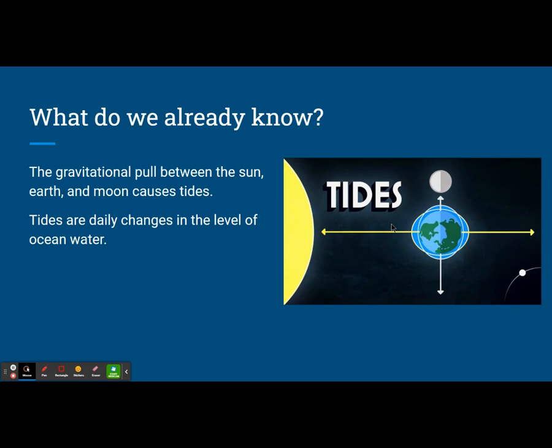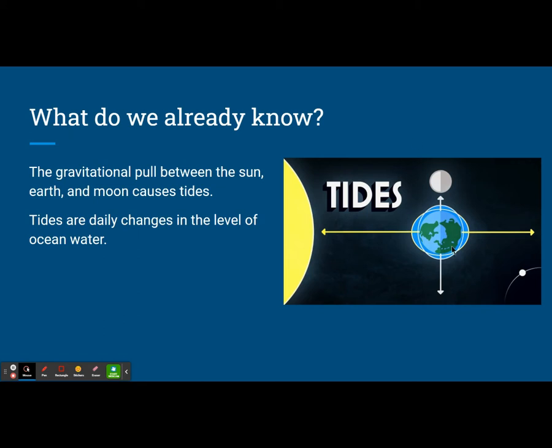Most of you took Earth and Space Science last year, as well as in 8th grade, where you learned about the topic of tides. So we should know that the tides are the daily changes in the level of ocean water, and it is due to the gravitational pull between the sun and the moon from the Earth. So if you look at this diagram here, these arrows represent the gravitational pull between different objects that are close to the Earth, thus being the closest object, the moon, which has the most significant impact on the ocean's tides.